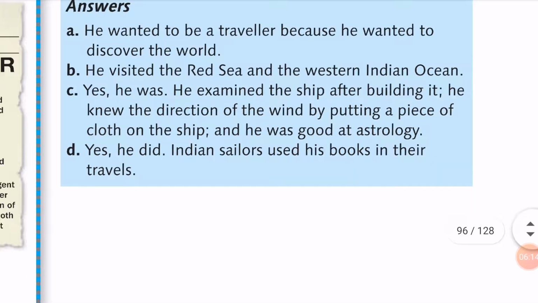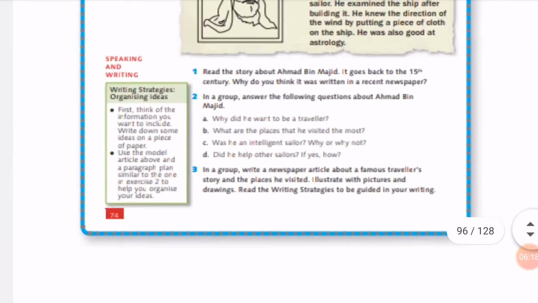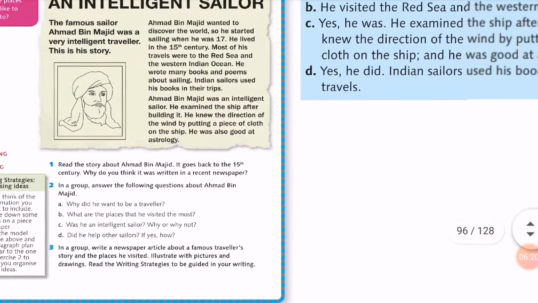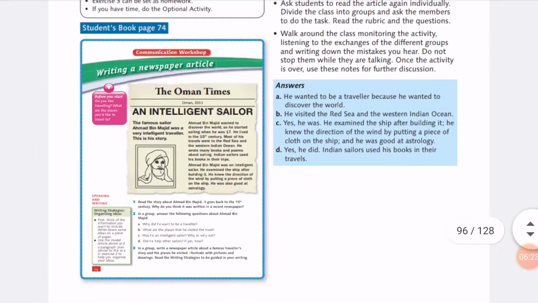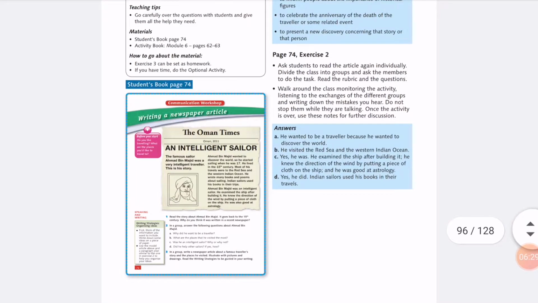These are all the questions that we answered here on page 74. Okay, you have to write them down, لازم تكتبهم, and you have to study them hard, please. Okay, this is all about the Oman Times newspaper that discussed the character here, an intelligent sailor, Ahmed bin Majid.